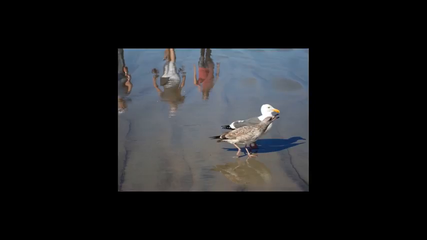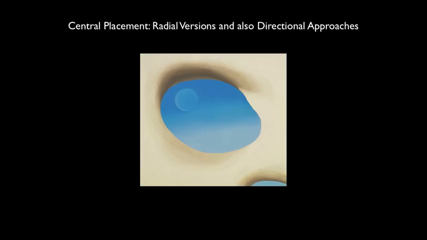And a photograph. In this case, the young girl and parent, I assume, off to the right, isolated from the reflections of the people who are walking by, and definitely the focal point of the composition. I think the last variation that we're visiting today is the central placement, which of course we studied before as radial composition. And so these are radial versions and also directional approaches.